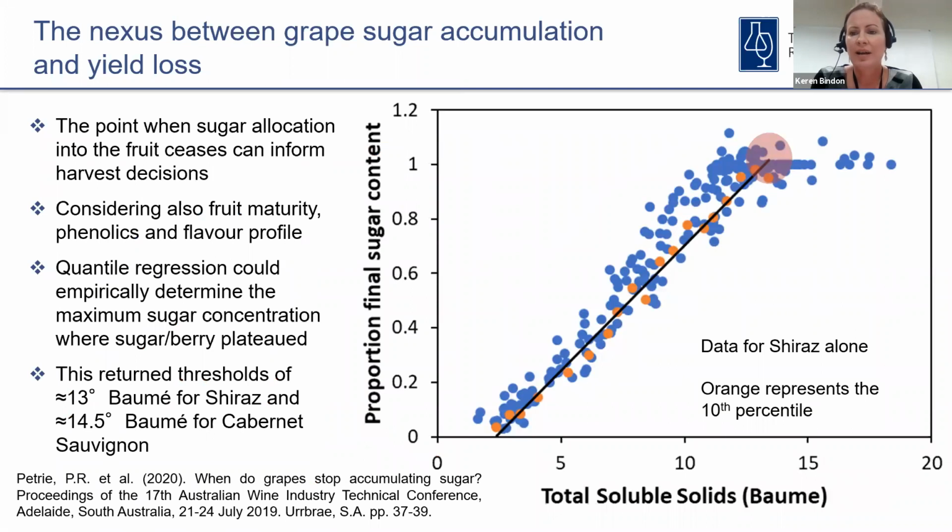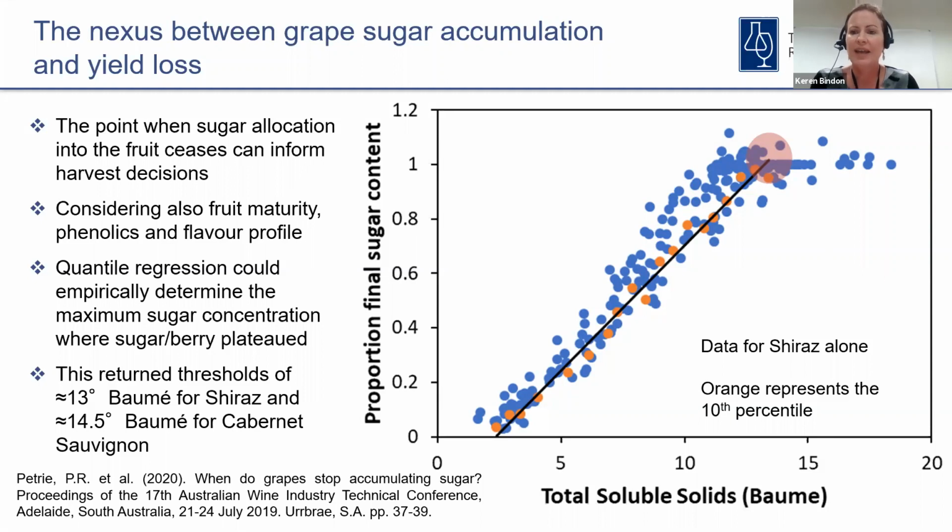Some work was done by Paul Petrie and his team while he was at AWRI, to look at a meta-analysis of multiple studies done on Cabernet and Shiraz, and to try and understand what is the maximum sugar at which that plateau will occur. From this analysis, it was found that for Shiraz, this nexus will not occur at a higher Baume than 13, and for Cabernet it was slightly higher at 14.5.